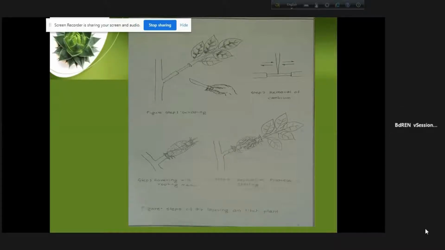No, not cambium. Another term, not cambium. Anyone? Stem? No, not stem. Just like cambium, there are other terms. Just try. Procambium? Not procambium. You studied it during your secondary and higher secondary. Vascular bundle. Yes, vascular bundle.